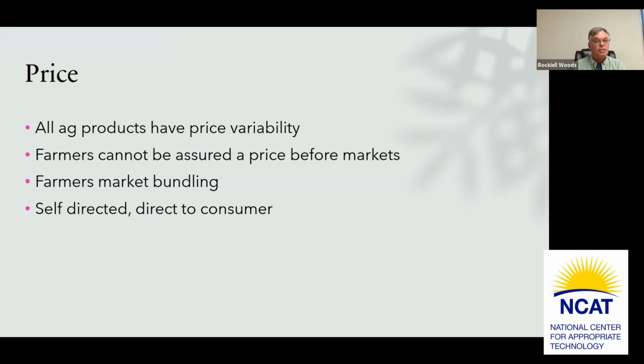We need to understand that. We need to manage that. That comes from experience. That comes from learning your market and understanding your market. Most farmers cannot be assured of their price before they sell their product.